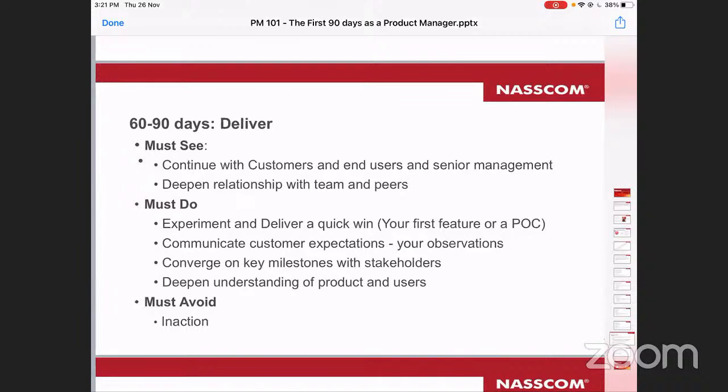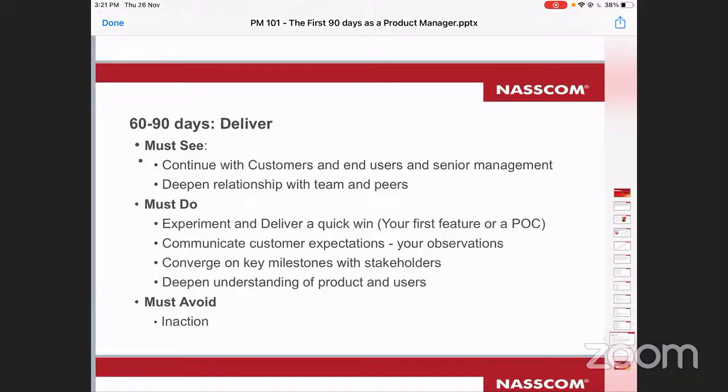And if you're taking on a product manager role, who has to also communicate about the vision, this is the time where you relay back the product vision again and again to your teams so that they understand, you understand, and they understand. Very important to start building that. Start converging on key milestones for your own personal goals as well as for the product with the stakeholders. And continue to deepen your understanding of product and users.